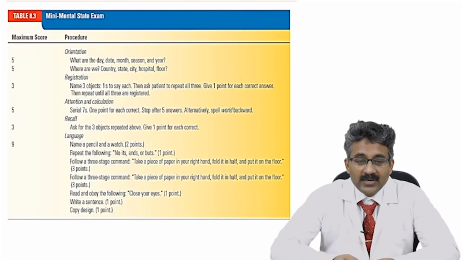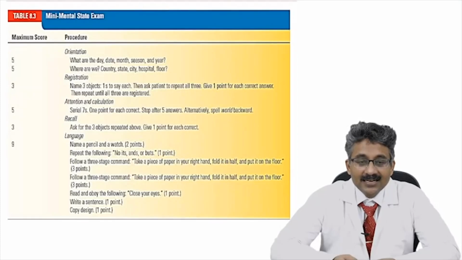Next is registration. To test registration, you name 3 objects, 1 second to say each, then ask the patient to repeat all the 3 objects. Give 1 point to each correct answer. Then repeat 3-4 times until all the 3 objects are registered in the patient's brain. So that is 3 points.